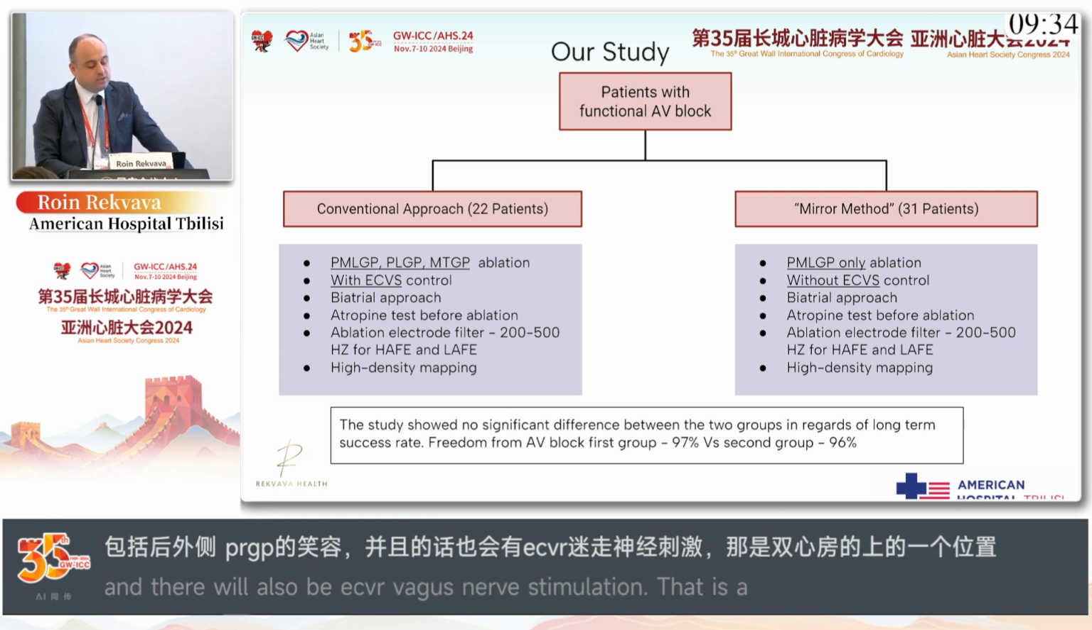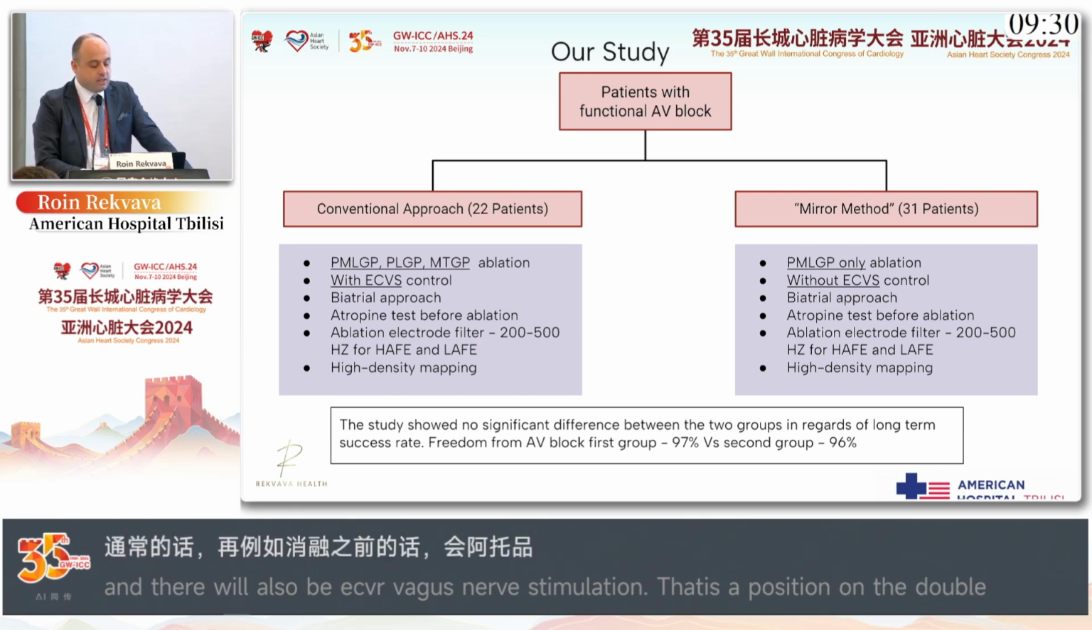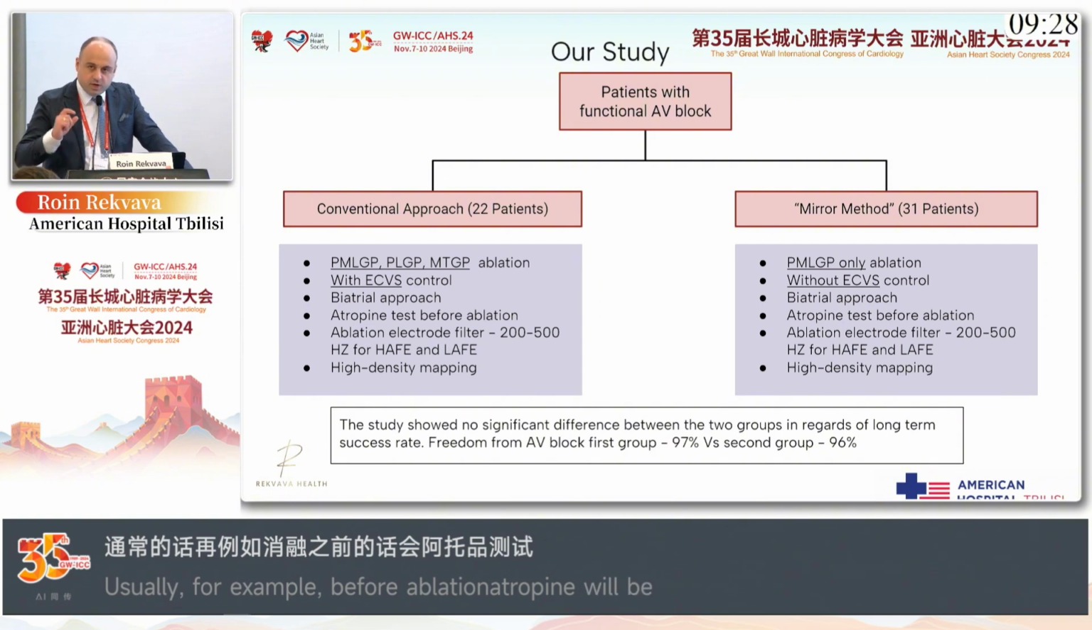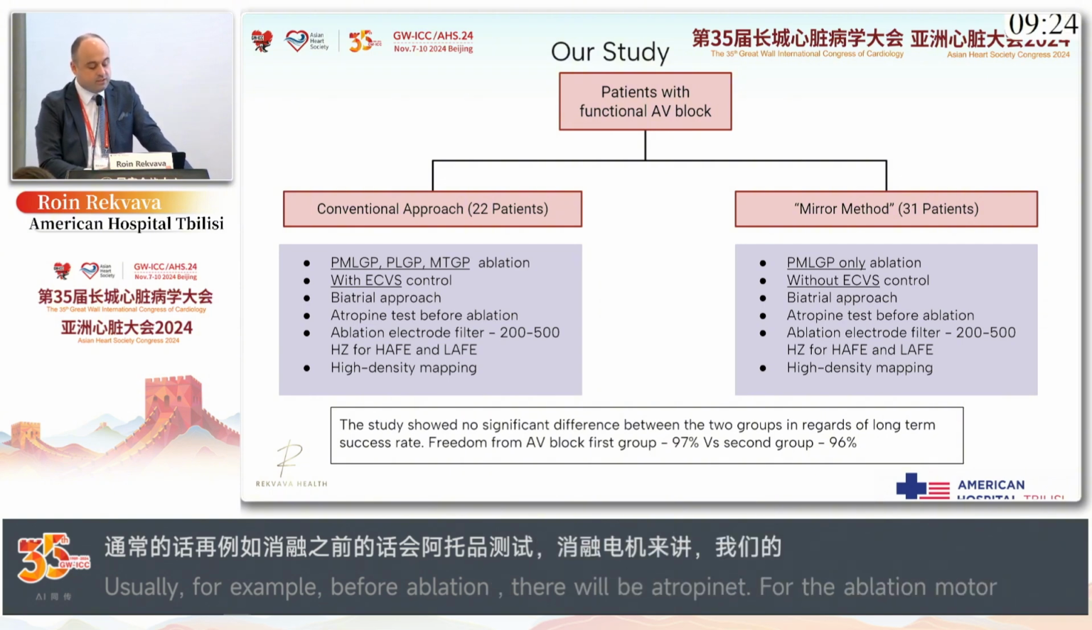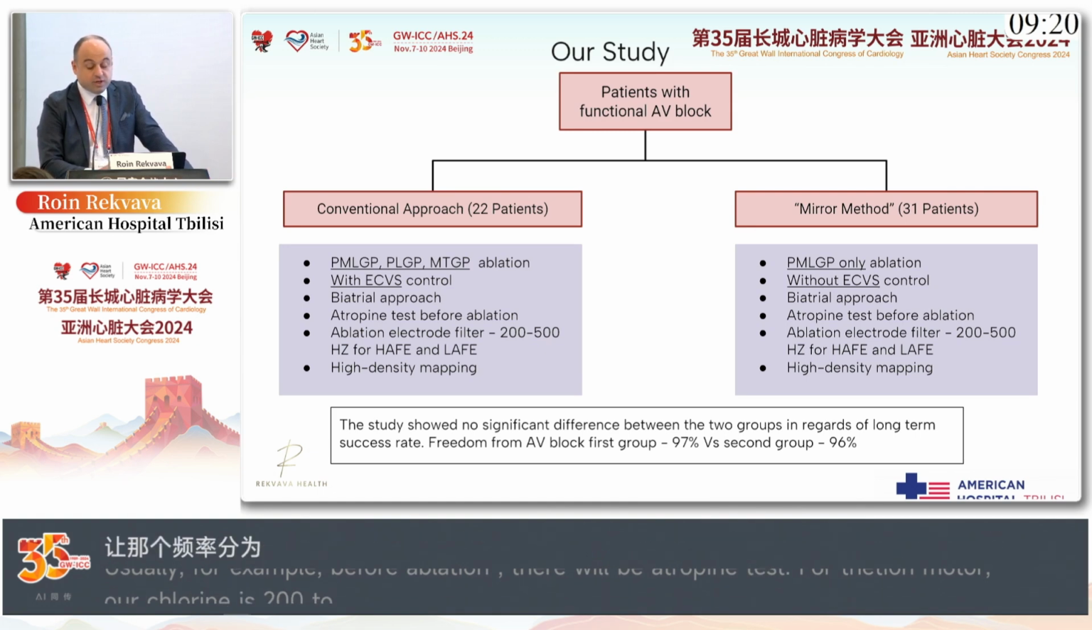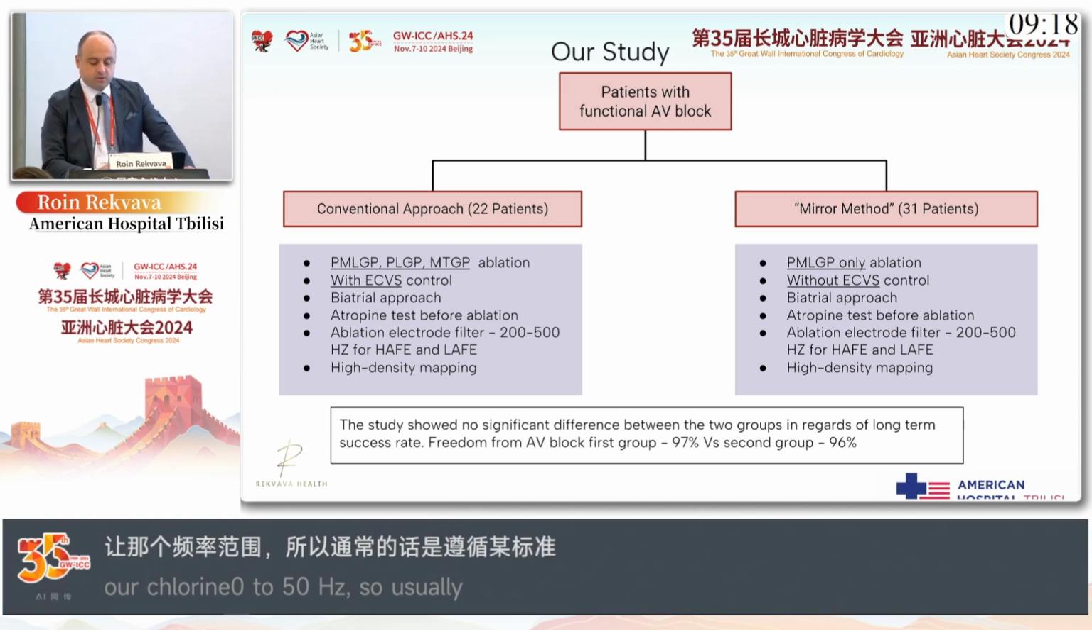The atropine test was positive before for those patients. And on the ablation electrodes, we put the filters from 200 to 500 hertz. It's always our protocol. And we are trying to perform high density mapping.